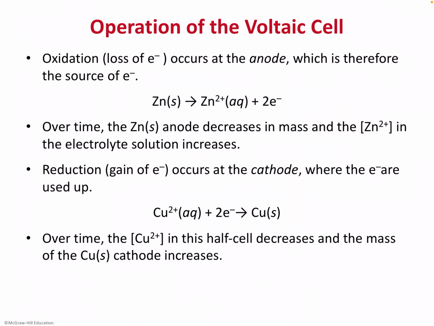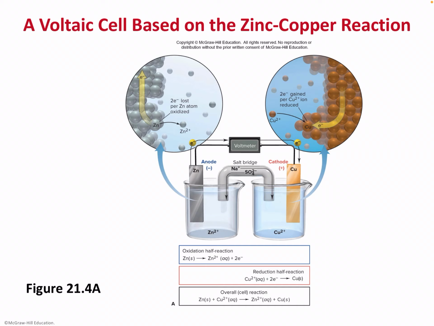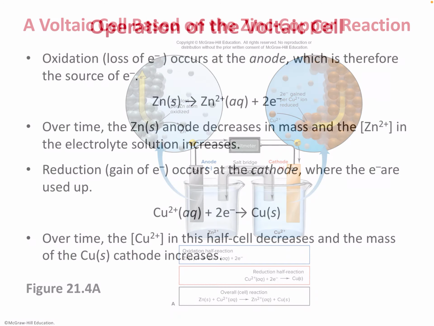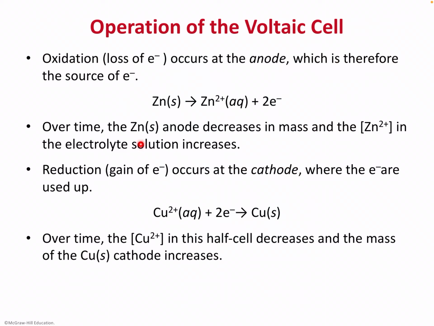Operation of the Voltaic cell. Oxidation, which is a loss of electrons, occurs at the anode, which is therefore the source of electrons. Right? That is why it is negatively charged. Anode is the negative sign and the cathode is the positive sign. Negative means it has electrons in it. Okay. Over time, what happens to the zinc is the zinc anode decreases in mass and the zinc ions in the electrolyte solution increase.